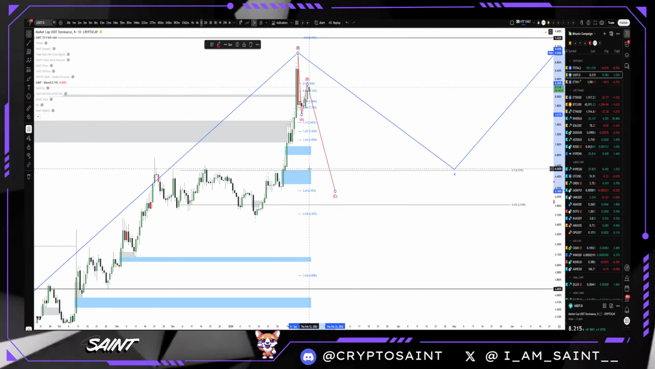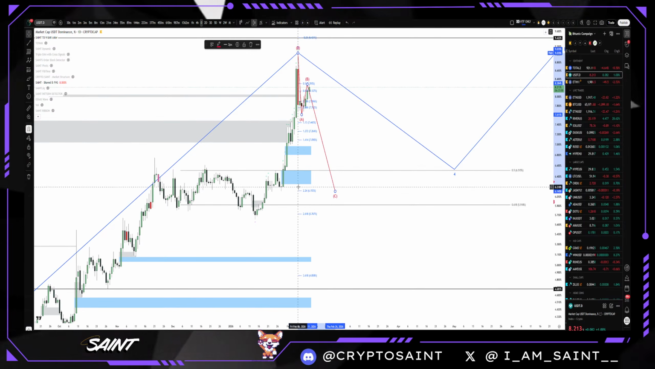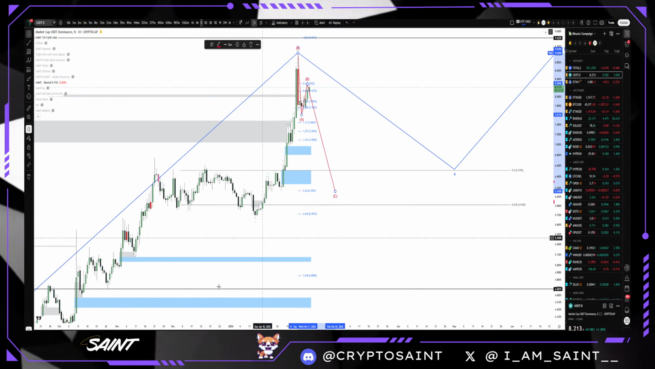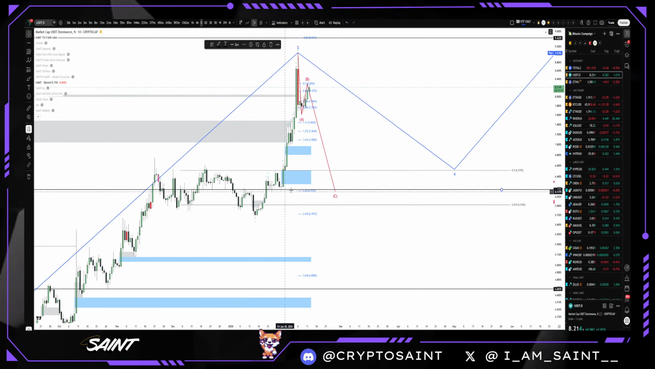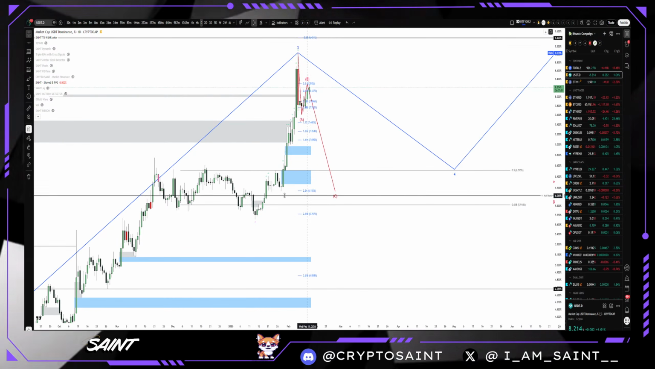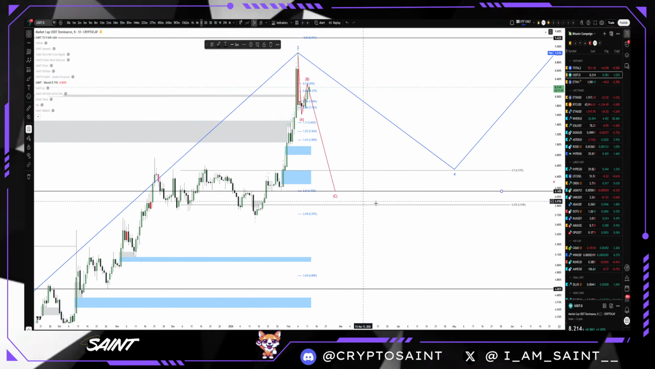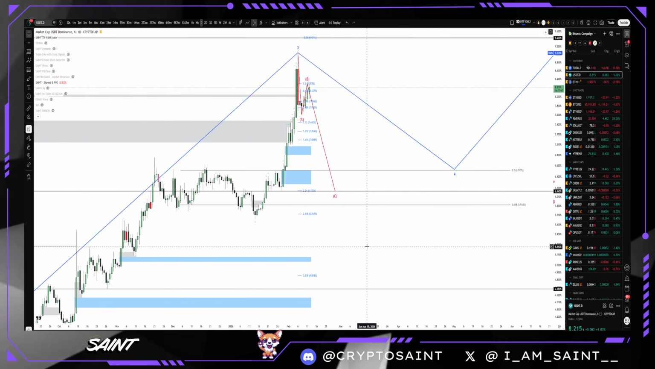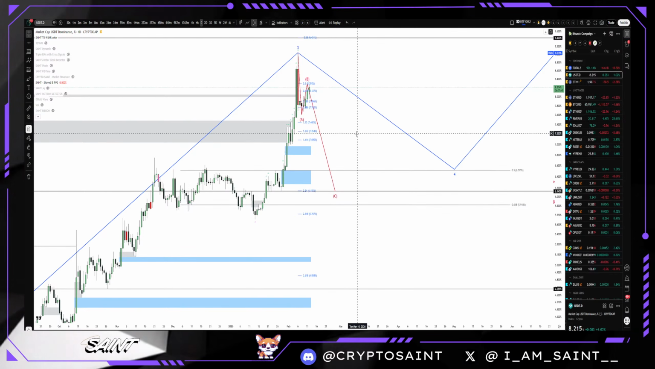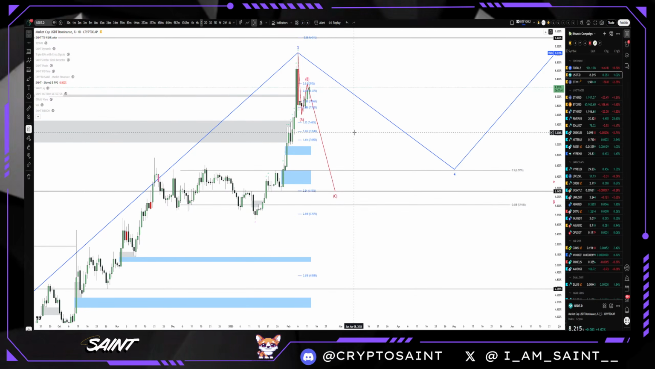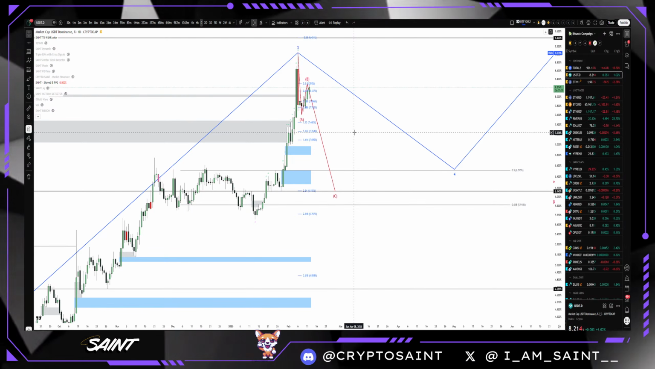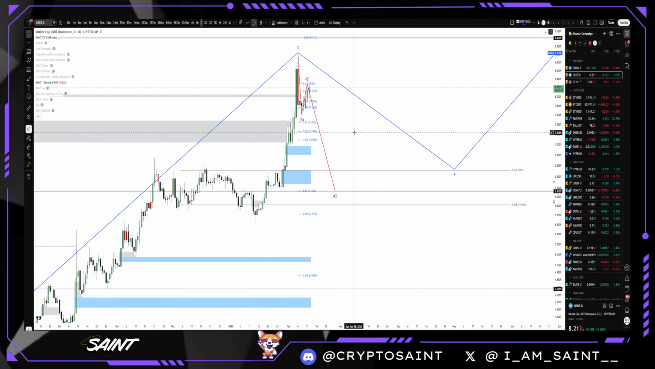Clear this fair value gap, clear this fair value gap. Come in here to this level. There's a significant area of support here. We can see. If I could actually put that line up correctly, that'd be fantastic. Right over there. That would be the ideal target. And that should put ETH, I'd say 2600s, maybe 2900s.